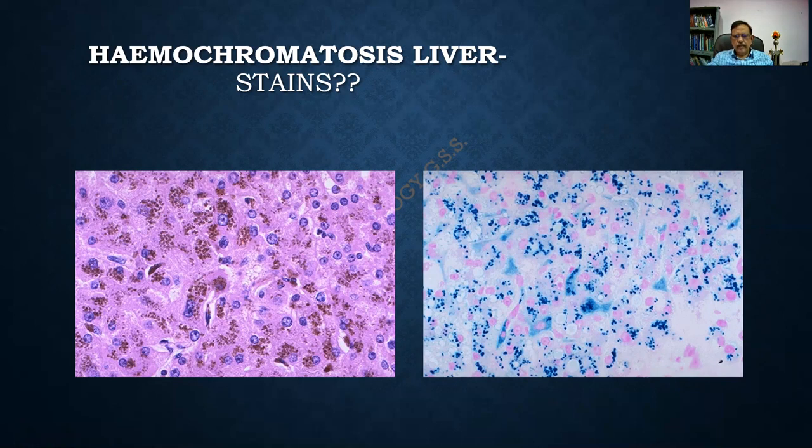When I say the brown pigment, it can be melanin, it can be lipofuscin, or it can be hemochromatosis, iron. In order to confirm, I do a special stain called the Pearl's Prussian blue, and I get a blue color in this. The Pearl's Prussian blue is a commonly asked question which you can answer in iron deficiency, in thalassemia as well as in hemochromatosis.